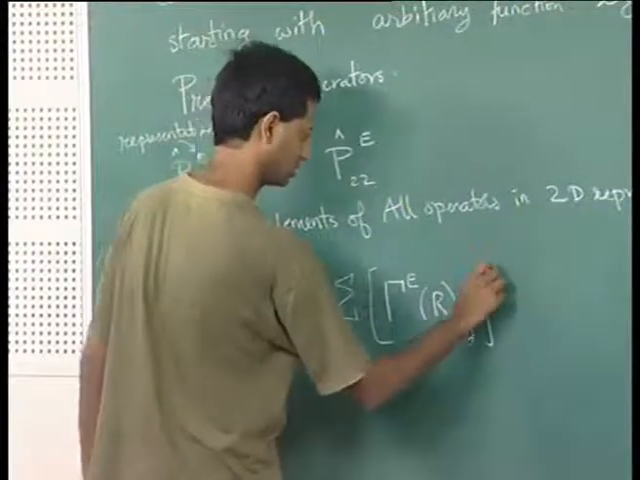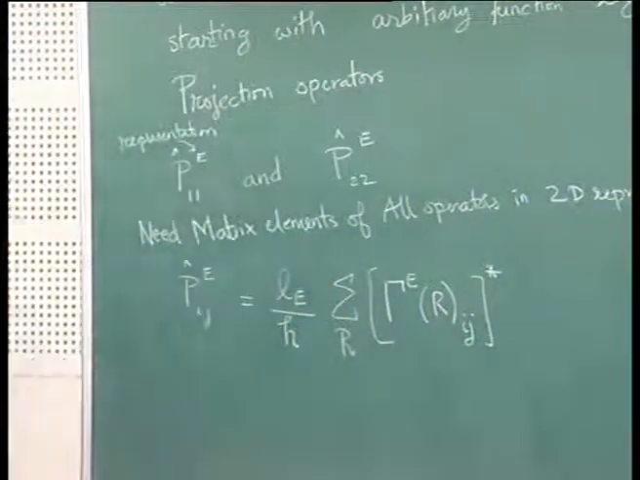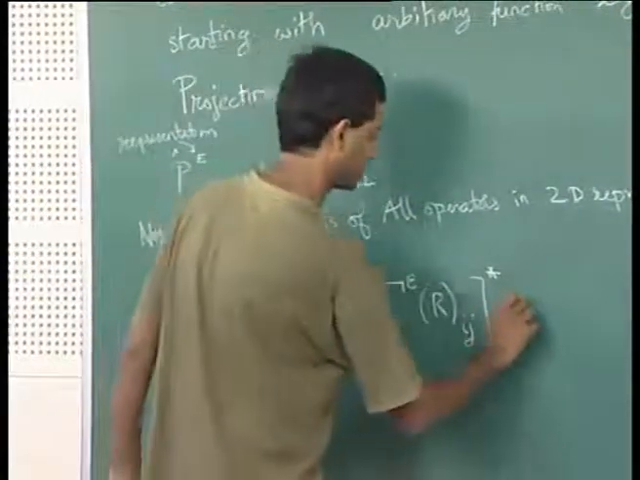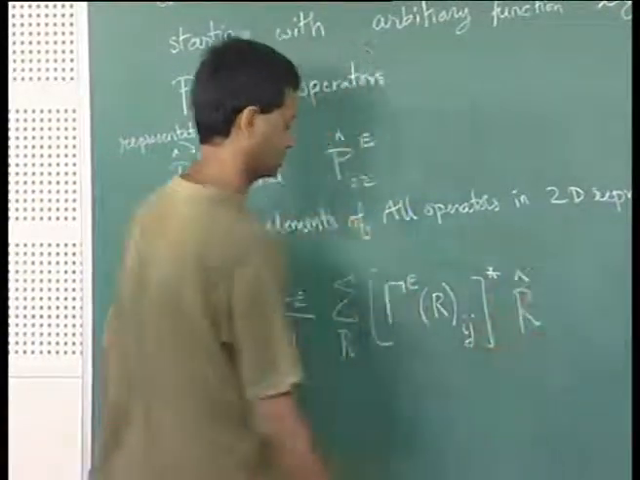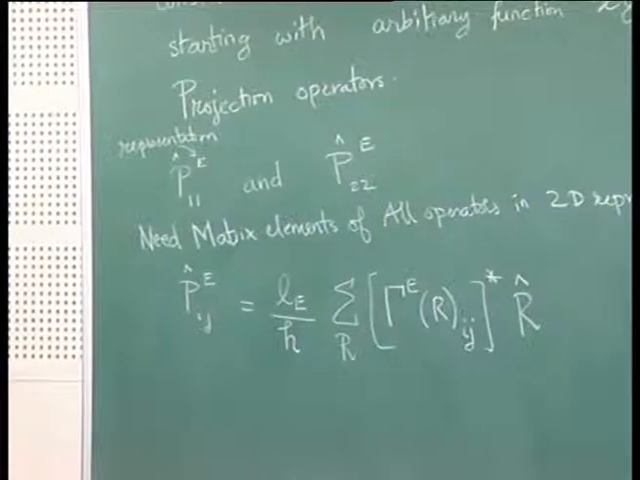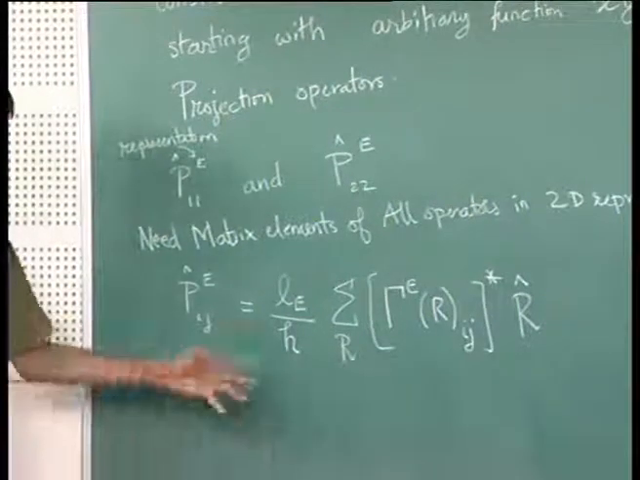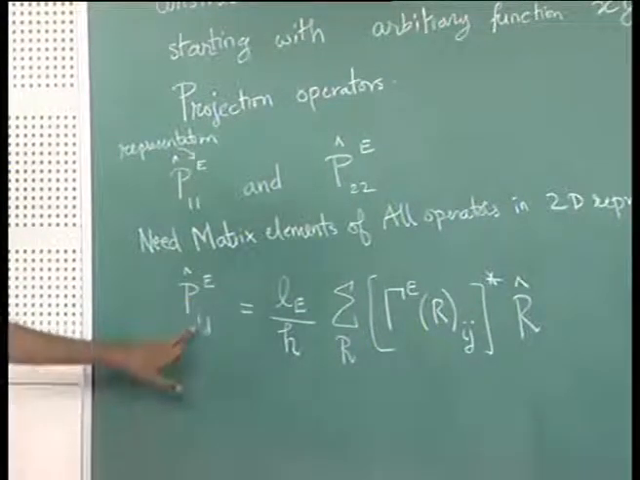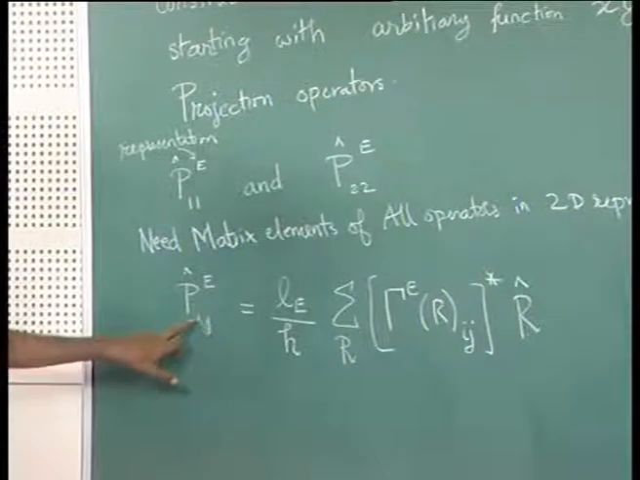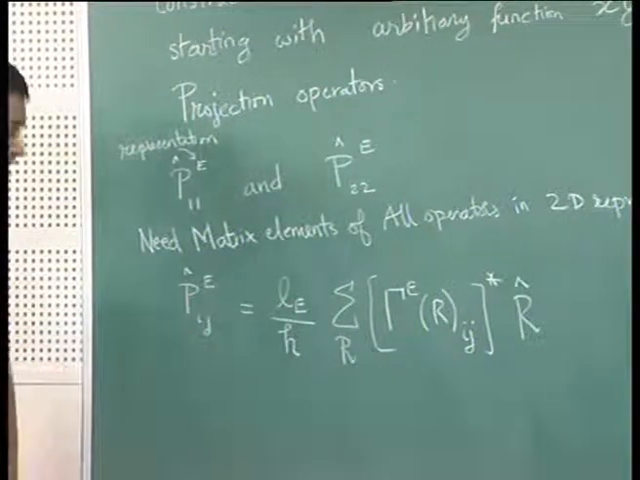And you take a complex conjugate, and you multiply by R. So this is our projection operator. This projects onto this ijth element.